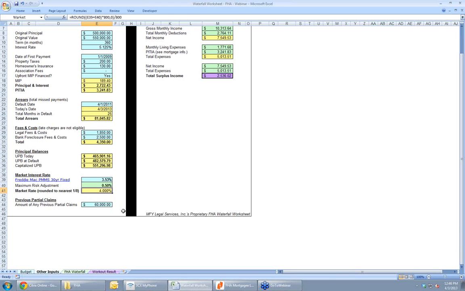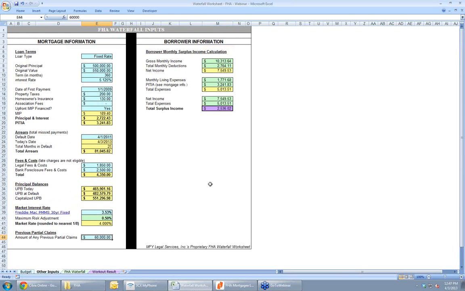Then this other field that's going to be new here is the previous partial claims. Part of FHA loss mitigation is what's called a partial claim, and I'm going to go into that in a little more detail in the next sheet. But this is really important to enter, because the partial claim amount that anyone can be eligible for is offset by a previous partial claim that's been awarded.